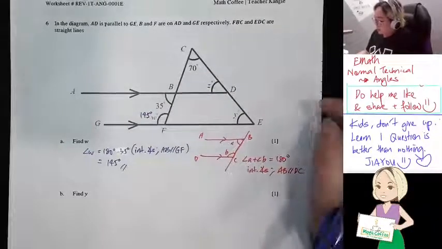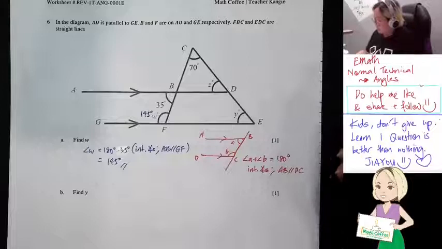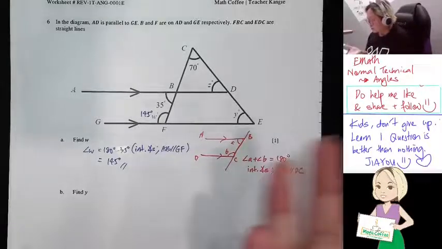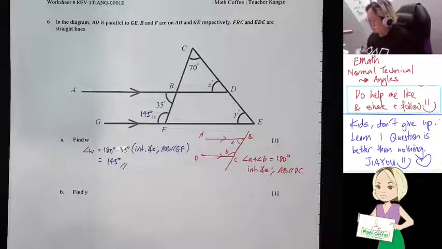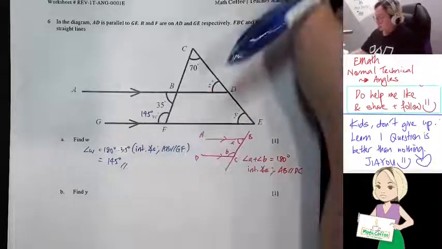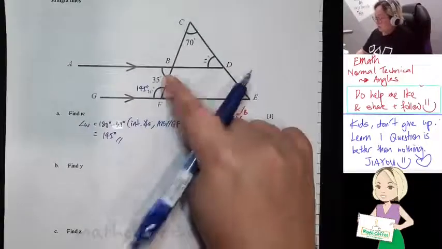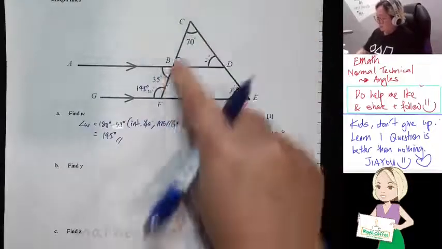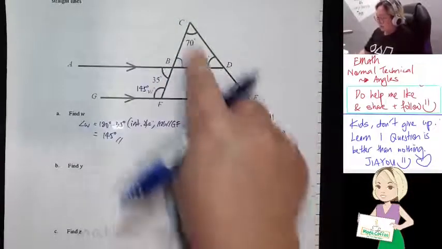Okay, sometimes there's no sequence. You look at the question and see what you find first. Actually, I find this one first, then I find Z first. So it's okay. What we're going to do is find this angle here first, because I can see a Z.